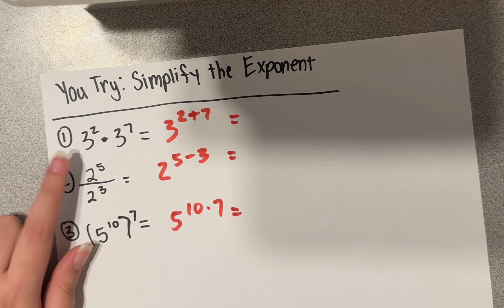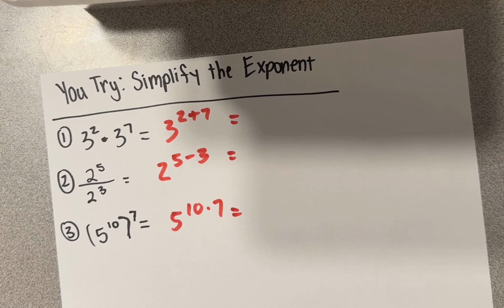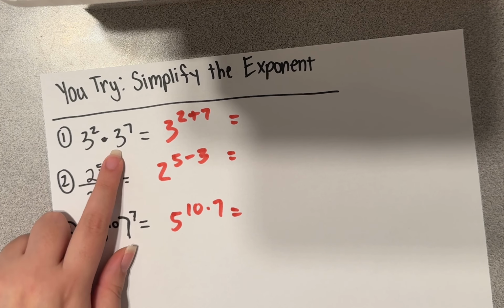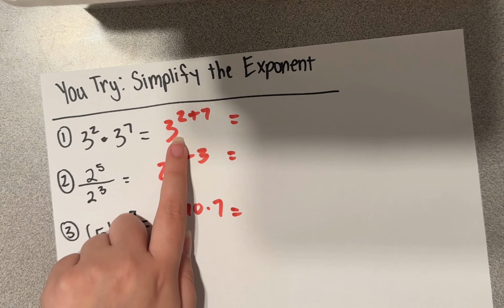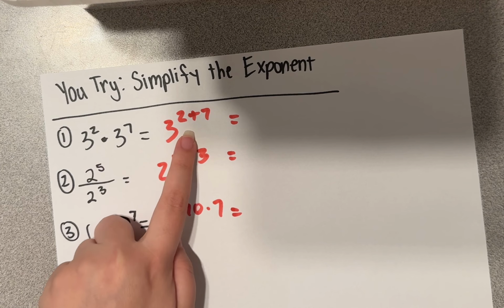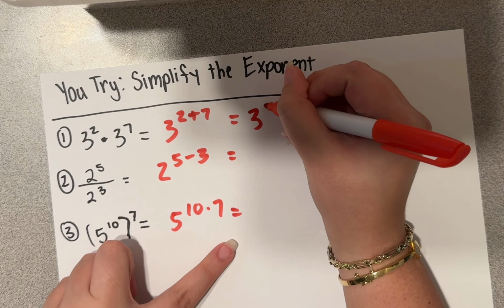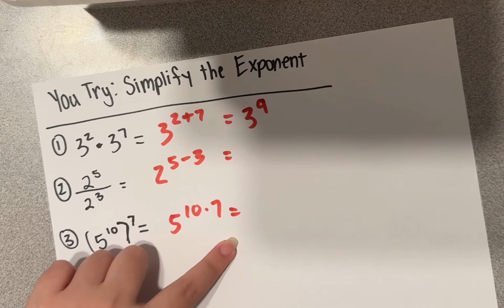Okay, I have set mine up. So I have the same base again, base 3. I'm just multiplying the exponents. I'm multiplying 2 and the 7. So when I am multiplying exponents, I'm really adding. So this is going to give us 3 to the power of 9.